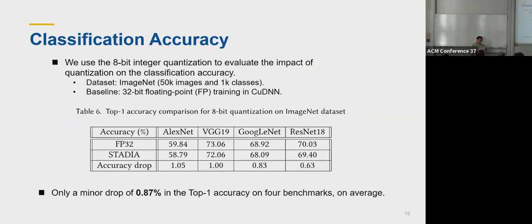We use 8-bit integer quantization to train the classification task. We evaluate the impact of 8-bit integer quantization on the accuracy of the trained neural networks. And our Stadium accelerator achieves significant gains in latency, energy, and computational efficiency, with only a minor drop of less than 1% in the top-1 accuracy on four benchmarks on average.